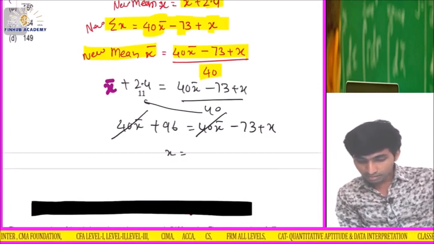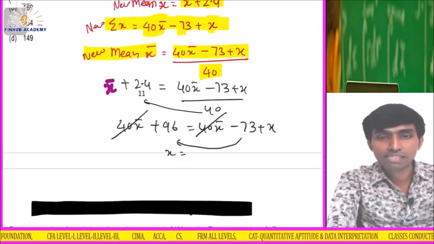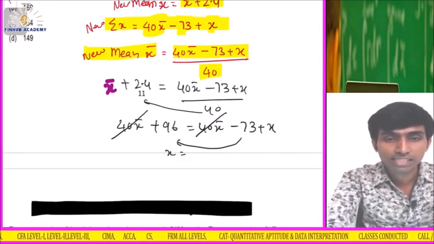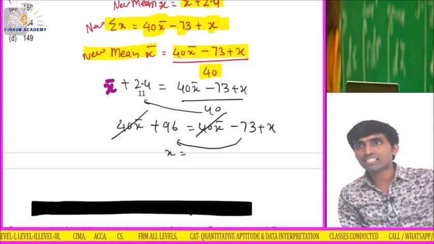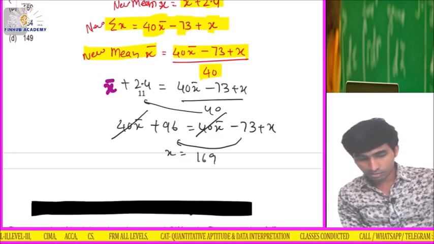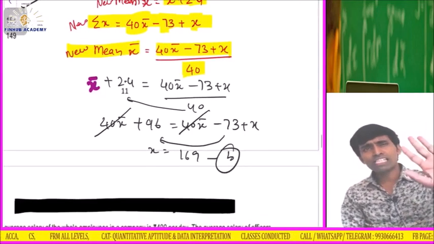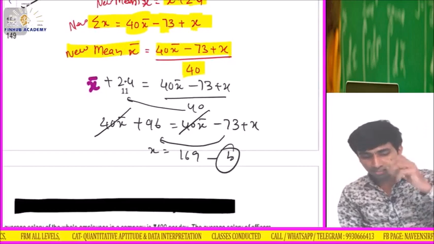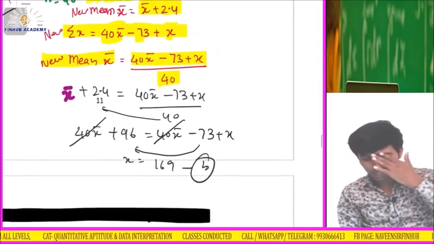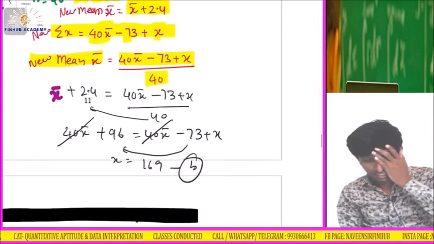X is equals to how much? This will go this side, so 96 plus 73, the answer is 169. Answer is how much? 169, and it is option D. Option what? D, okay? So see, can you see what is the thing what we are not understanding here? Understand, 1 minute, please understand what is the thing.